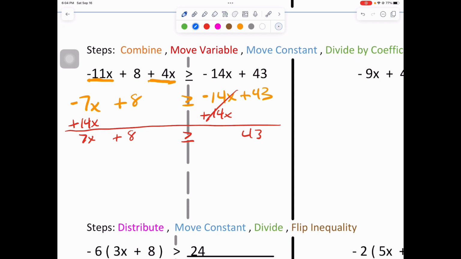All right, and we will move the constant. Yes, great job, guys. Just take away the 8. What we do to one side, we do to the other. We're just trying to get that 7x by itself. Make it the lone soldier.